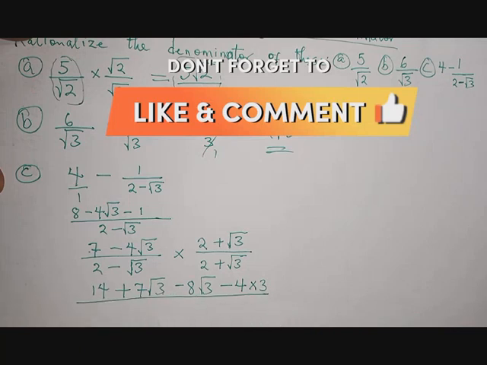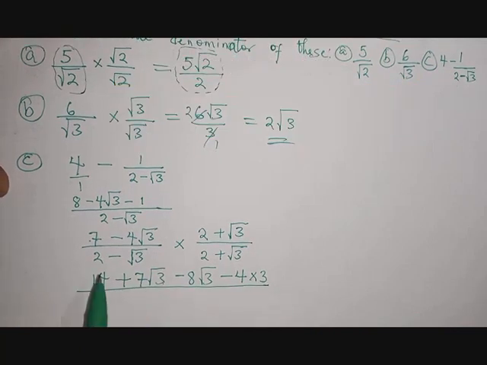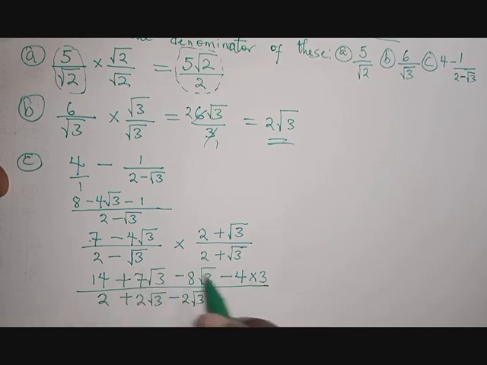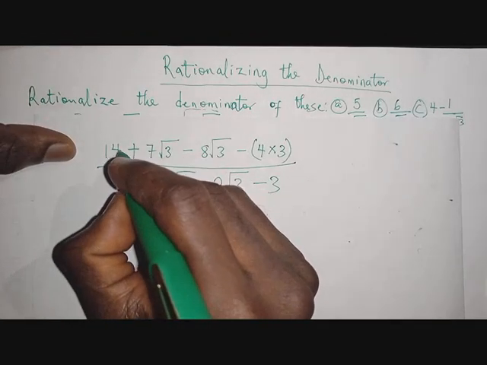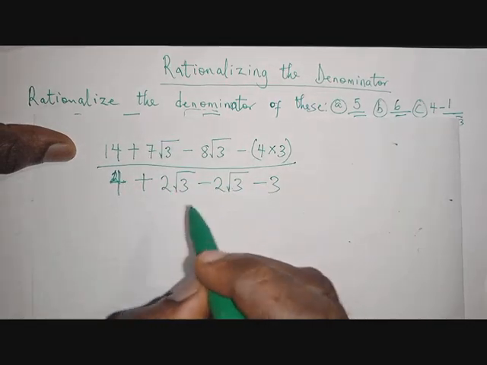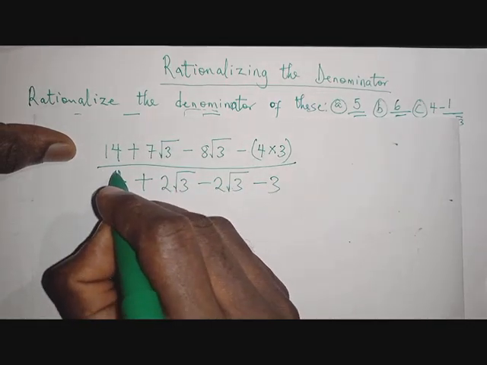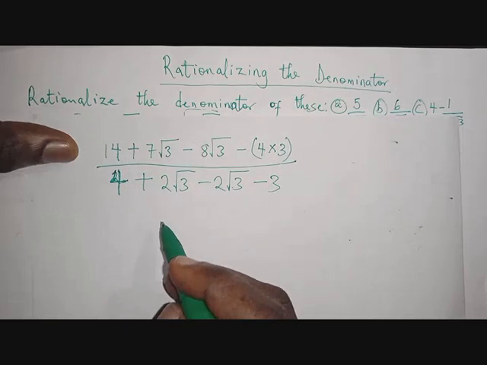So we do the same to the denominator. Now 2 times 2 is 2. 2 times this is plus 2 root 3. This times this is minus 2 root 3. This times this is minus 3. Okay, so sorry. 2 times 2 is not 2, it's actually 4. So this is supposed to be 4.